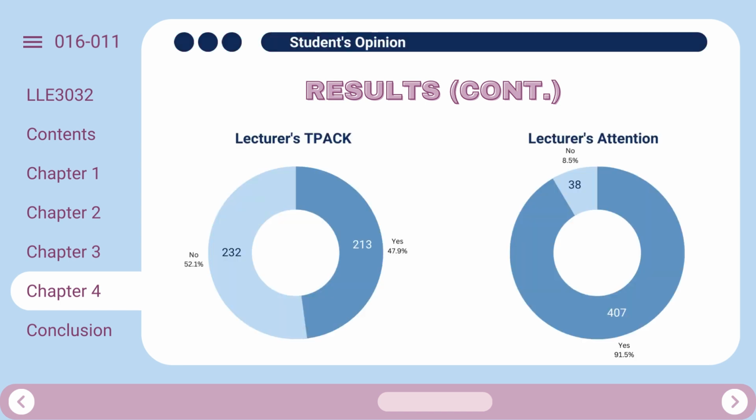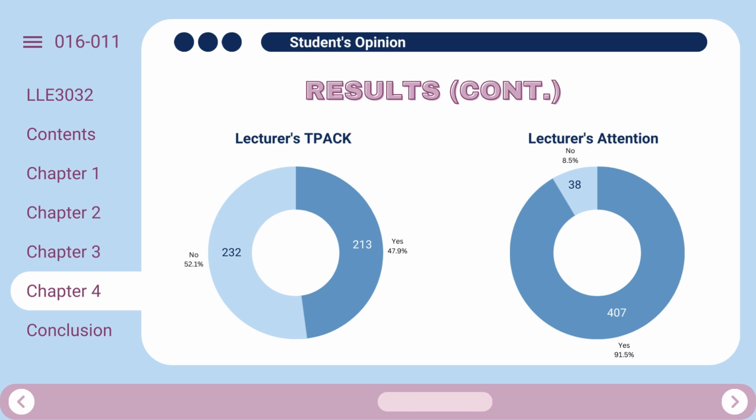Students' opinion. Most of the respondents, representing 232 students, perceived that they would not understand the content of Al-Ghazali Dialogue English Communication if the lecturer did not have adequate knowledge of technology, pedagogy, and content. On the other hand, 213 students felt they could understand the course despite the lecturer's lack of knowledge. It can be concluded that respondents considered that the lecturers must have adequate knowledge of technology, pedagogy, and content to teach an online course for students to understand it well.